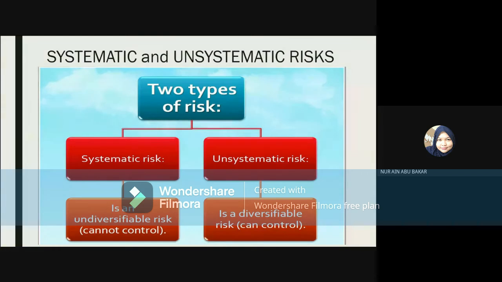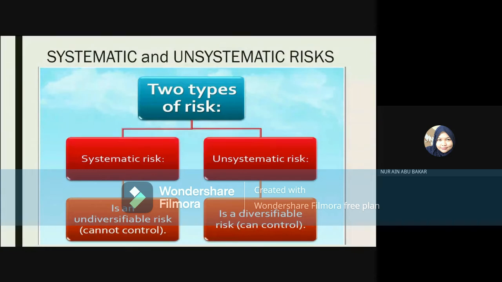Systematic risk is undiversifiable, meaning to say we cannot control. No matter how good your strategy, no matter how good the business plan to reduce the risk, we cannot control the risk. Unsystematic risk, on the other hand, is diversifiable and we can control the risk. So we can reduce the risk based on our risk mitigation strategy. So when we have risk, one efficient way to reduce and mitigate the risk is by doing diversification.